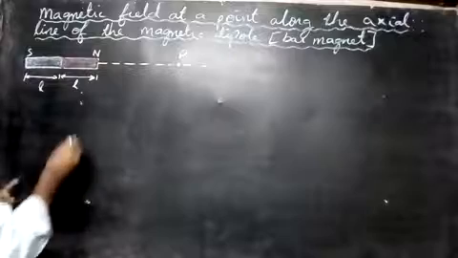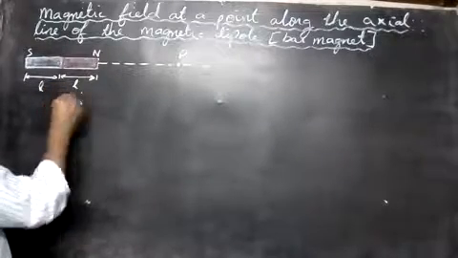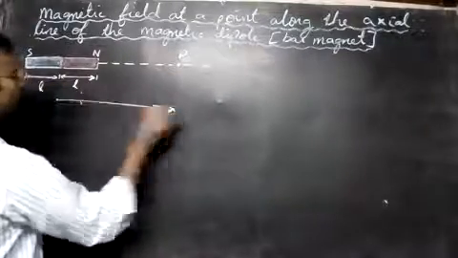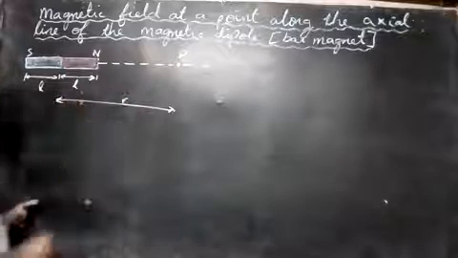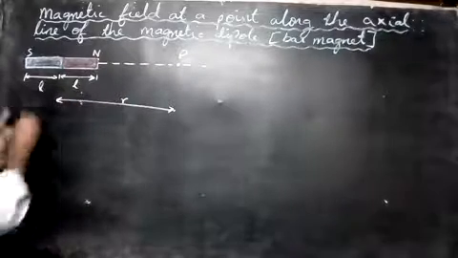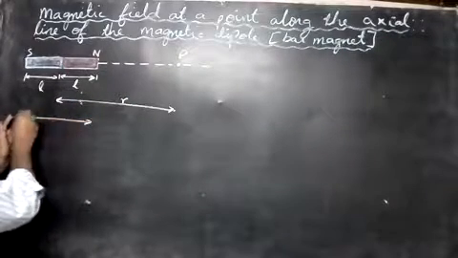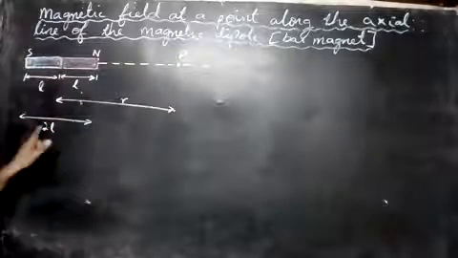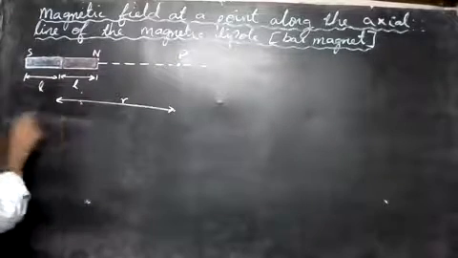And then from the midpoint of the magnet till the point P, let this distance be small r. We'll take this as small r. So the magnetic length is 2L, and this distance is r. I'll rub out this 2L, just to understand it.